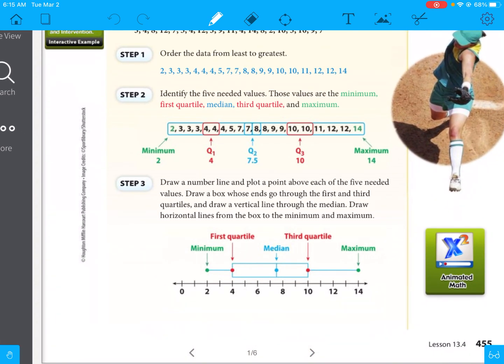With these numbers already given, 2 is your minimum, your smallest, so you're going to put a dot on the 2. Your maximum here is 14, so you're going to put a dot there. Those are going to be your whiskers. Then your quartile 1 is going to go right above the 4. Your quartile 3 is going to go above the 10, and your median is at 7.5. Then all you have to do is connect those two dots, and then put a box and a line for your median. That's all you have to do to make a box and whisker plot.